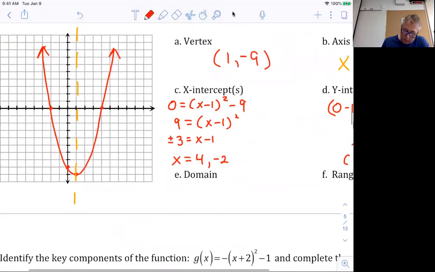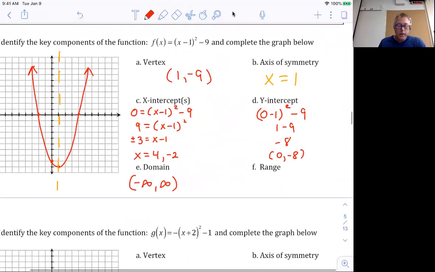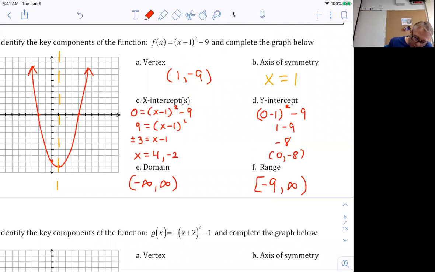All right, our domain is all real numbers, so from -infinity to infinity. Our range is from -9 to infinity, inclusive of -9. And I know that the lowest y value is -9 because that's the vertex. So again, a double check, looking at the vertex. I look at the graph here, it is at -9.